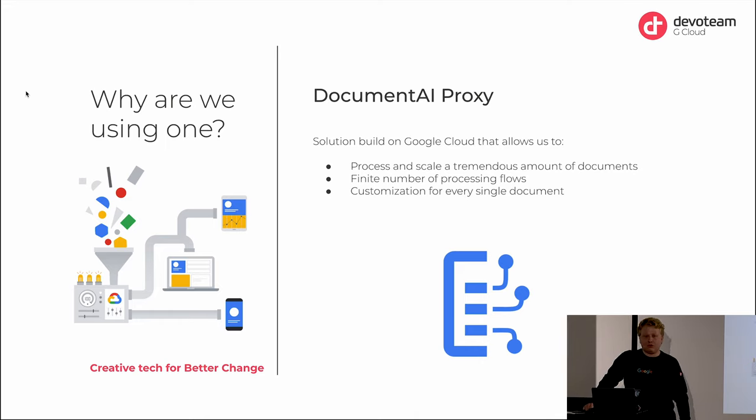We've got something called the Document AI Proxy. It is a solution built on Google Cloud that allows us to process and scale a tremendous amount of documents through existing models that Document AI provides, which can be invoices, OCR, etc., but also custom models. It also allows you to have a finite number of processing flows. Since we've got our own state machine, we can define how a certain document should flow through. And of course, it also allows for the customization of single documents.